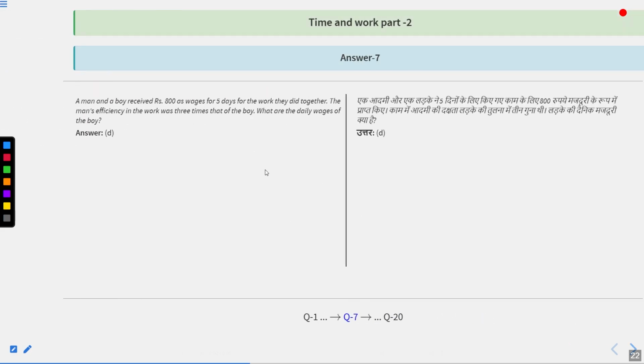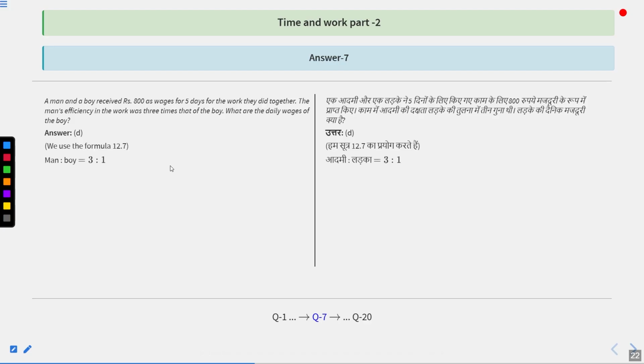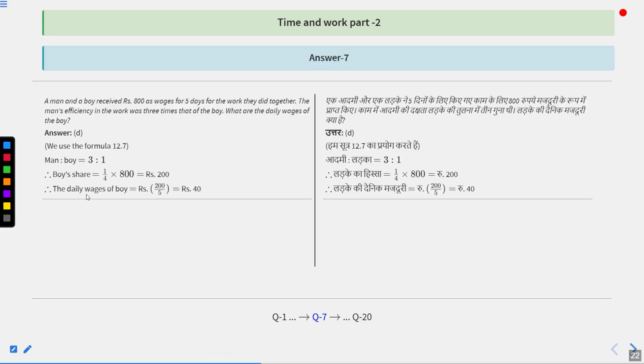Now time's up. Let's see the solution. The question says that the efficiency ratio of man and boy is 3:1. Clear? So the total will be 4 units, and the boy's share is 1/4 of 800, which is 200 rupees. Then the daily wages of the boy equals 200 divided by 5, because the question says a man and a boy, so in total he gets 200 rupees, and over 5 days, dividing by 5 we get 40 rupees. Clear? Next one.